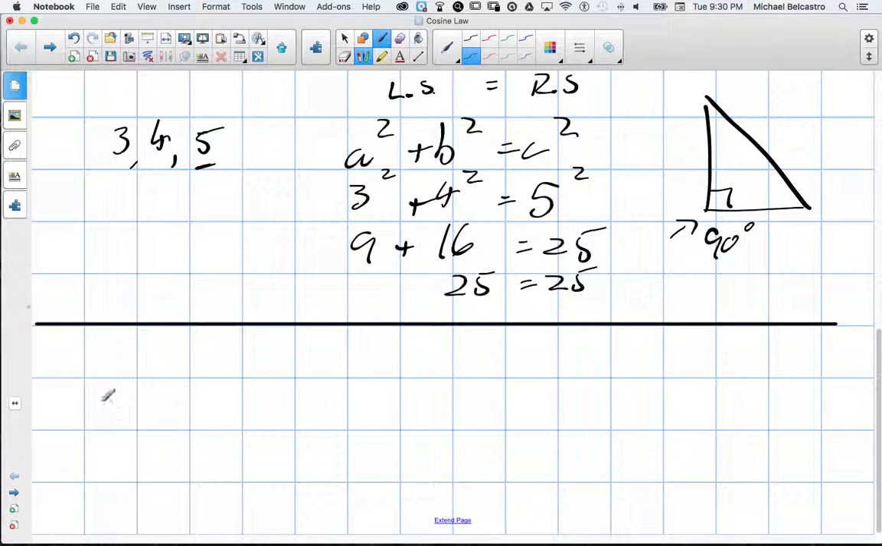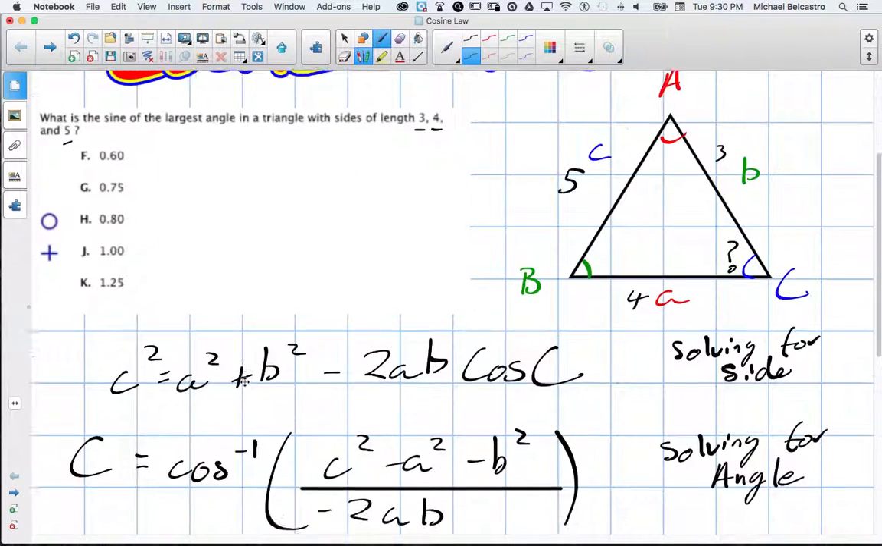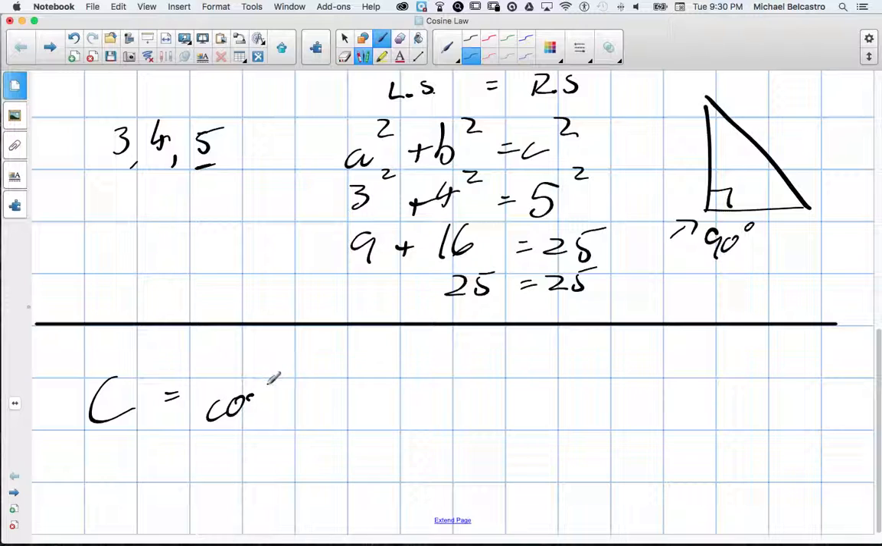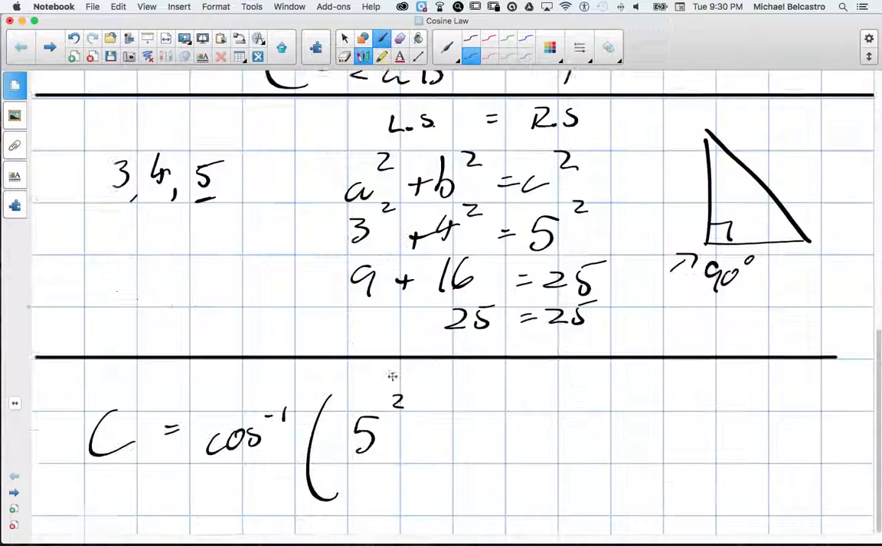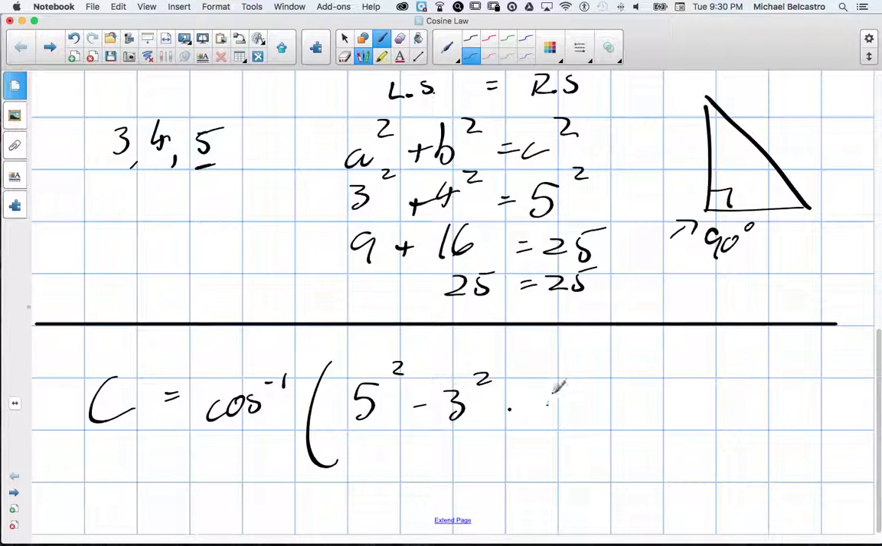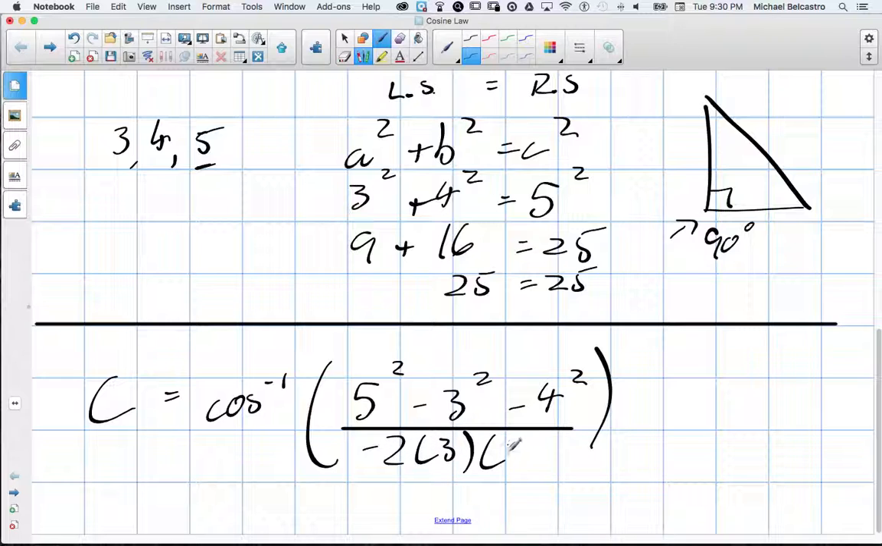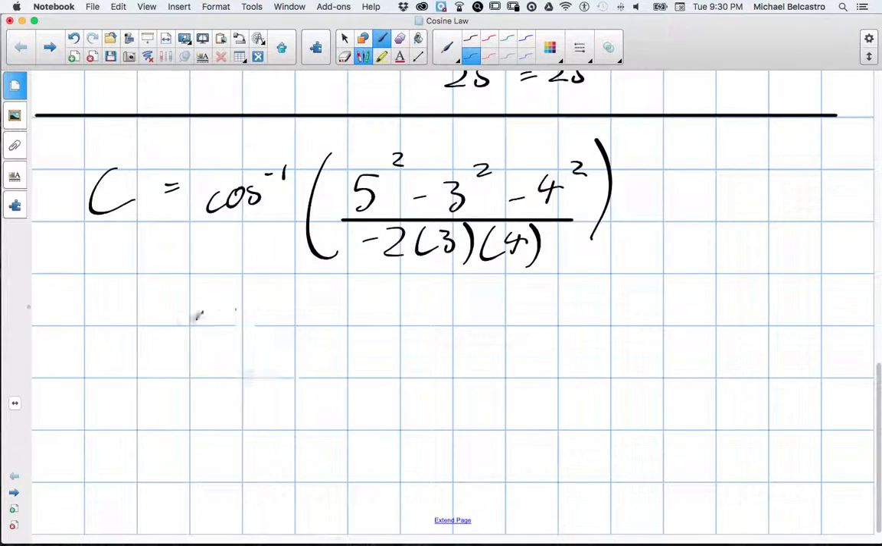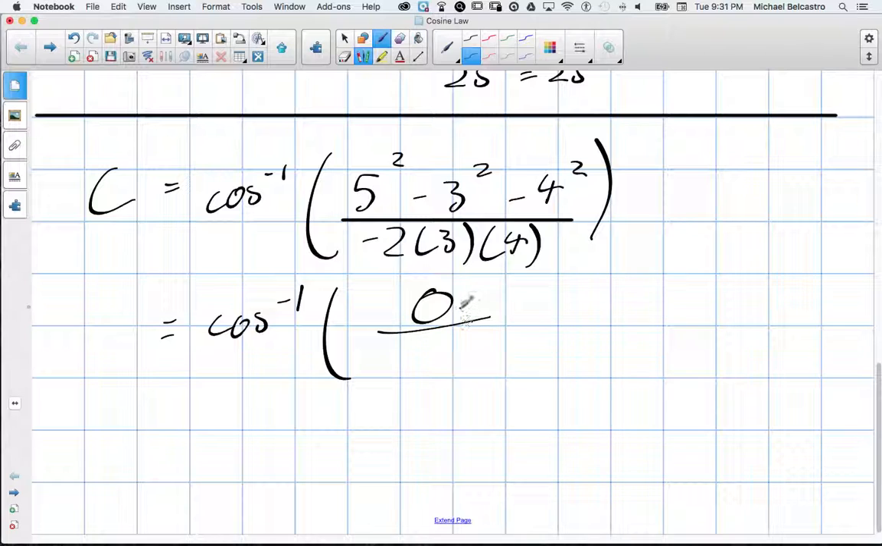So if we're looking for angle C, we've already established some of the other values here. We are looking for an equation that is cos inverse of C squared, and C we said was 5, so it would be 5 squared minus 3 squared, which is A, minus 4 squared, which is B, all divided by negative 2 times A, which is 3, times B, which is 4. So we've got to figure out what's essentially within these brackets. We're still looking for the cos inverse of, and we know the top here is 25, subtract 9, subtract 16, that's actually going to be 0. So we're looking for cos inverse of 0, divided by negative 24.